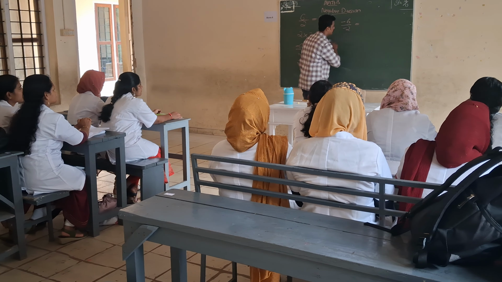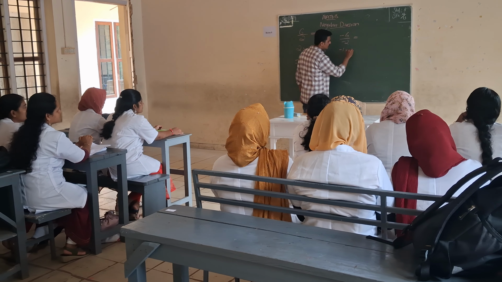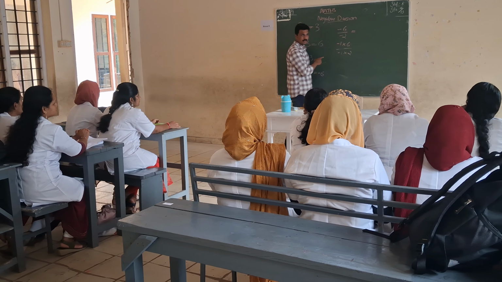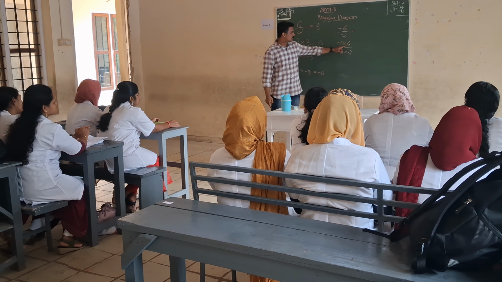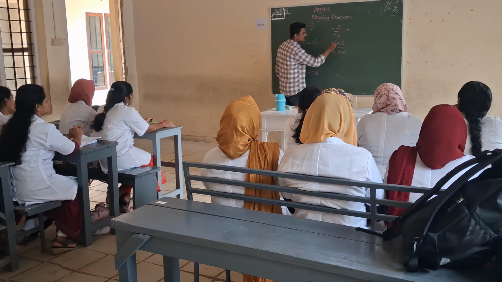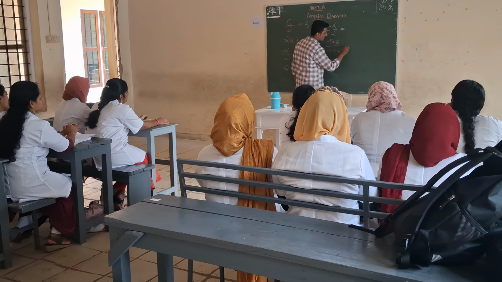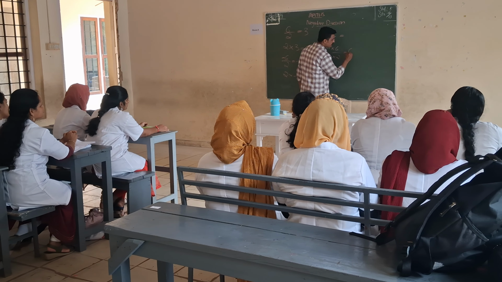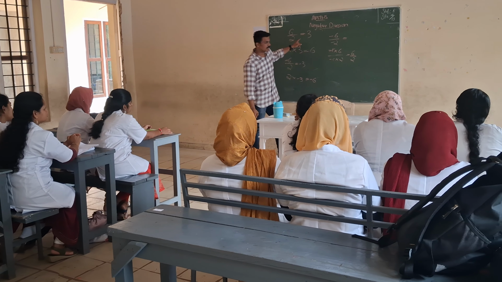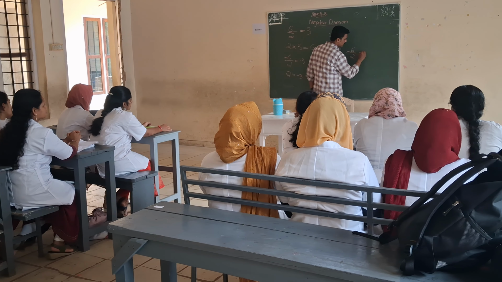So here, minus 6 divided by minus 2, we can write this as minus 1 into 6 divided by minus 1 into 2. Right? Minus 1 into 6 gives minus 6. Minus 1 into 2 gives minus 2. Here we can cancel this minus 1. So our question becomes 6 divided by 2. We know the answer: 6 divided by 2 is 3, right? So we get the answer 3.